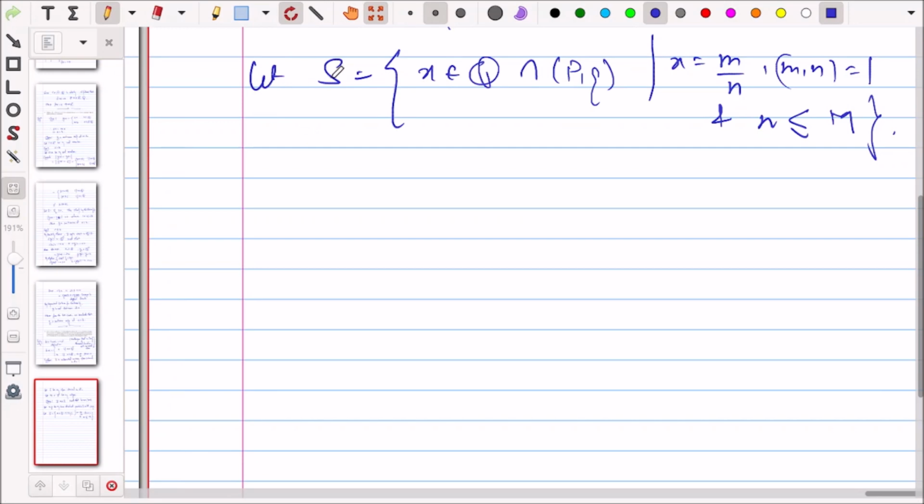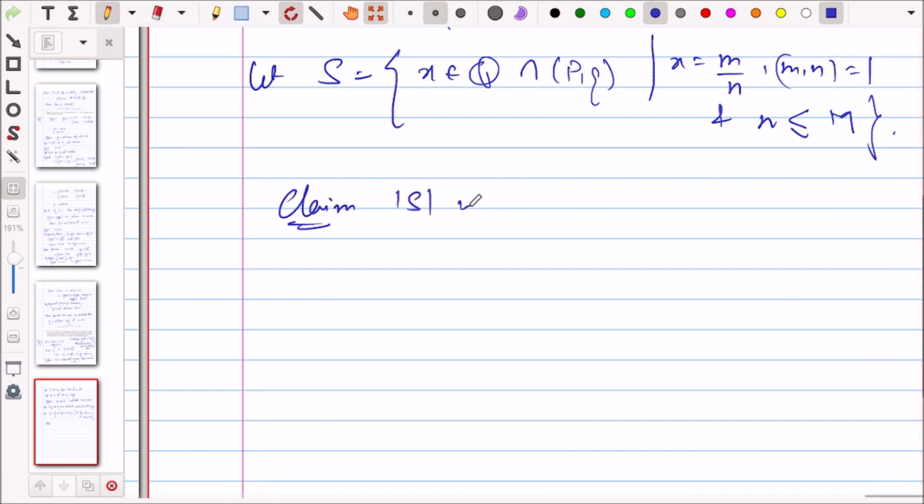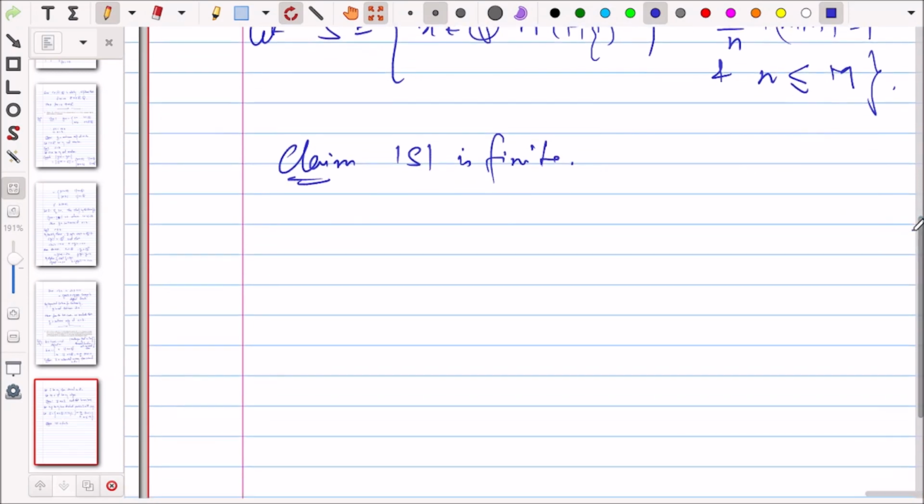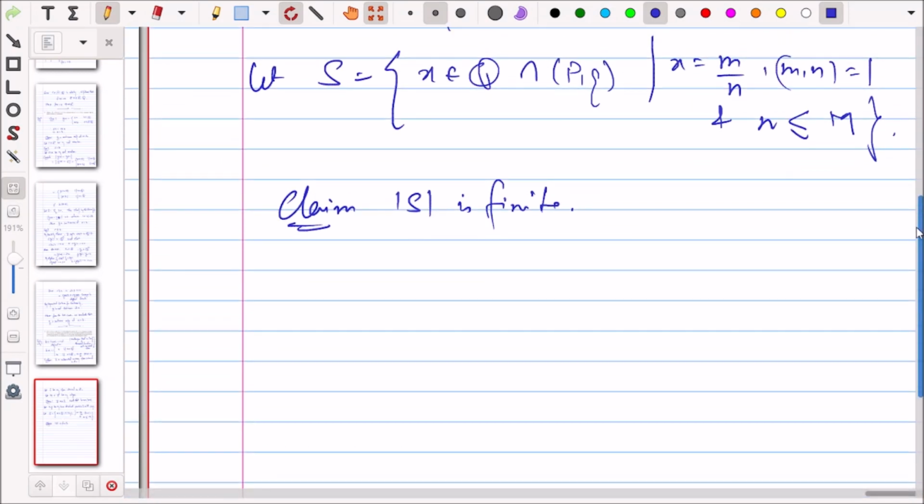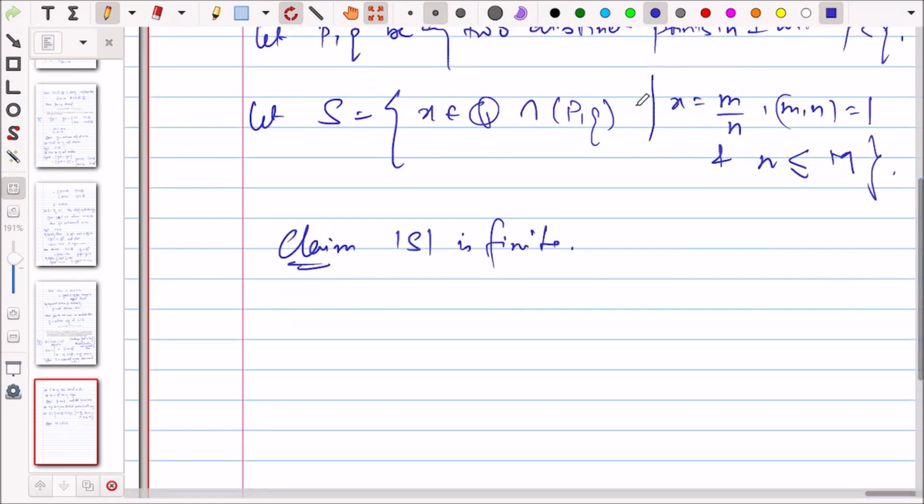So as proved in Thomae's function, any bounded interval contains a finite number of elements of this type, whose denominator is less than a given fixed number. So we claim the cardinality of S is finite. And why is it finite? Because what are the possible choices for your m?